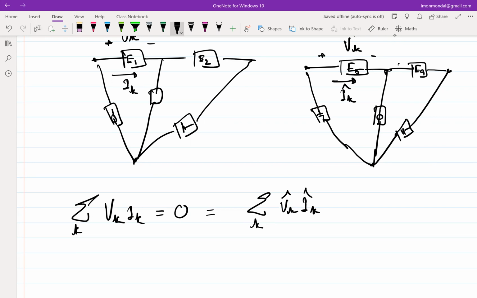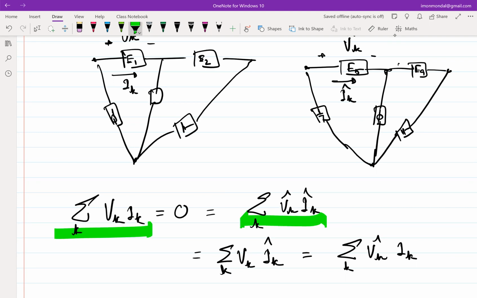Right. So, this is also equal to Vk times Ik hat. This is also equal to Vk hat times Ik. So all of these are independently 0. Now, these first two, it's simple. Essentially this is an isolated network. No power is going in, no power is coming out. Summation of all power dissipated and generated is equal to 0. Right? So this is simple.